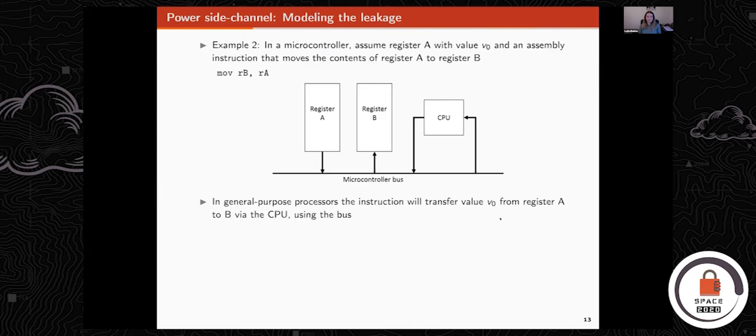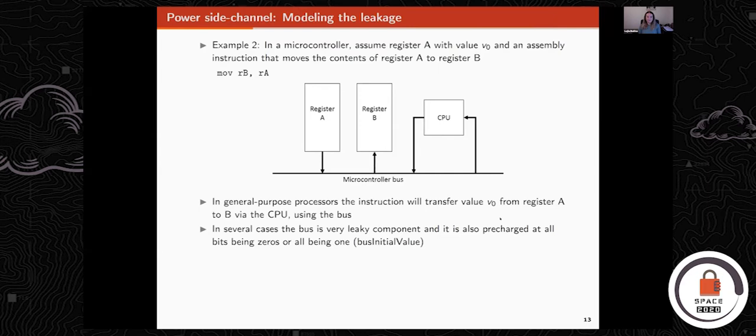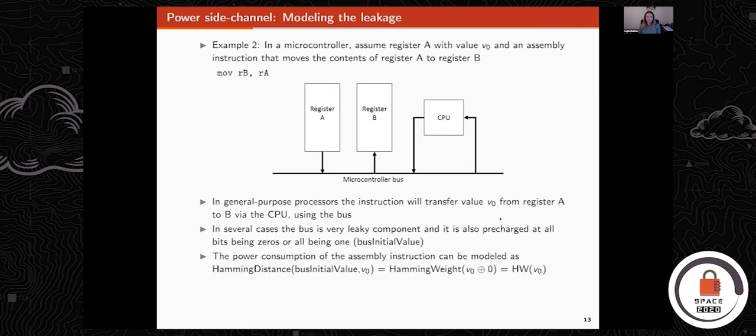And then those are typically pre-charged. So what happens is that you just have to basically take the state as if the previous one was zero. So if we consider it with respect to the Hamming distance idea, from the hardware implementation, it's basically the same, but now the bus initial value is zero. So you basically have to only take into account the Hamming weight of V0, of this value that has to be copied from one register to another.